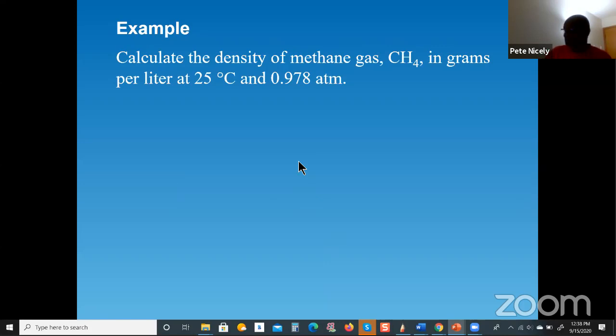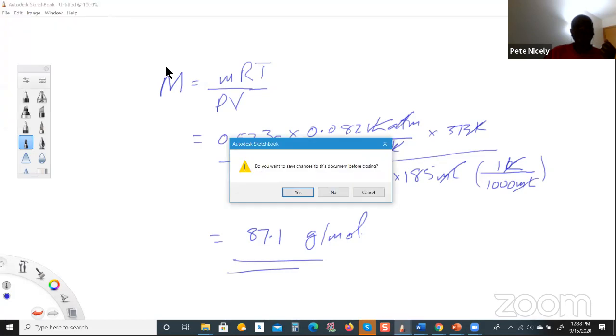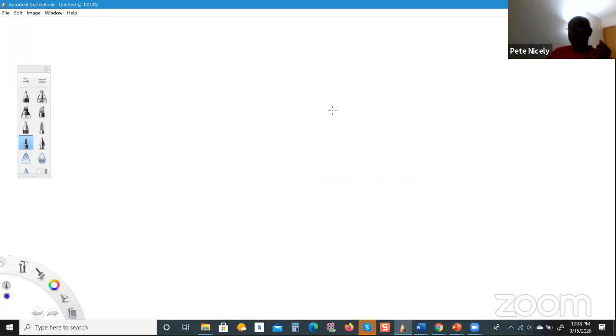In this case, they gave you the formula for methane gas, they gave you the temperature, and they gave you the atmospheric pressure. So let me go to my writing pad here again. Okay, so the equation we're using is the density of a gas is equal to MP over RT. So the gas is methane, CH4, so we have to find the molar mass of methane.